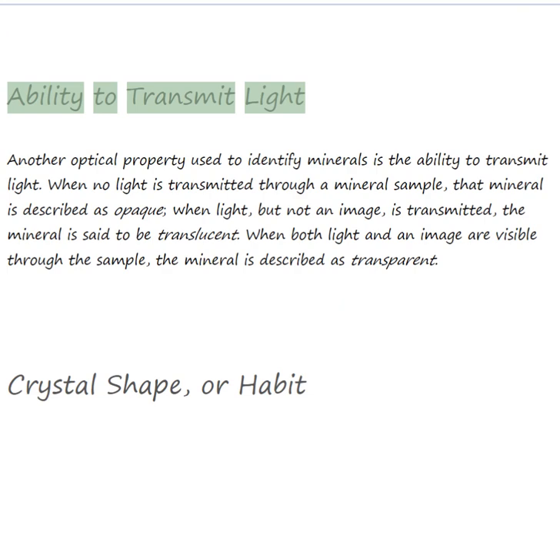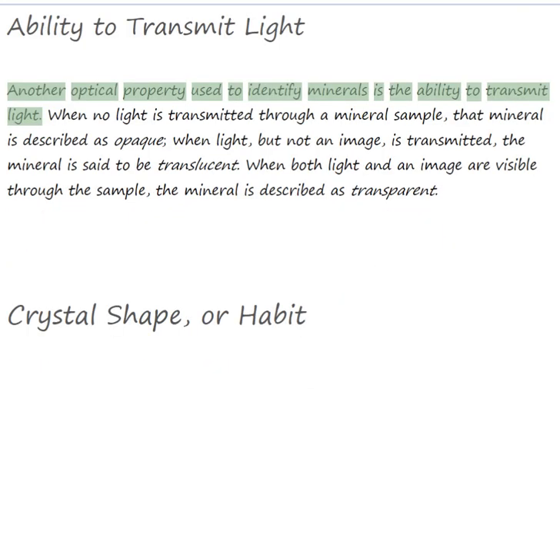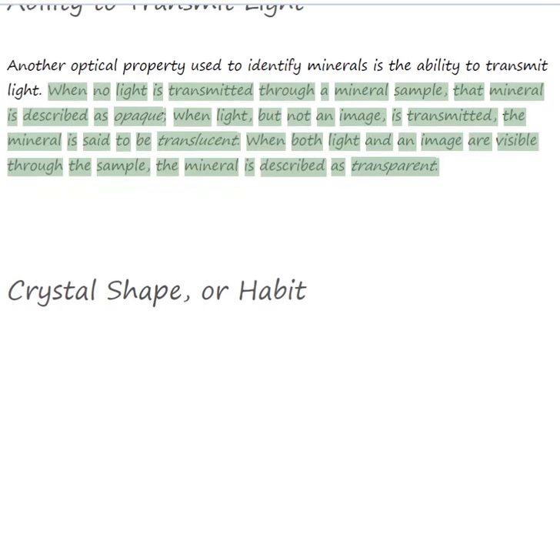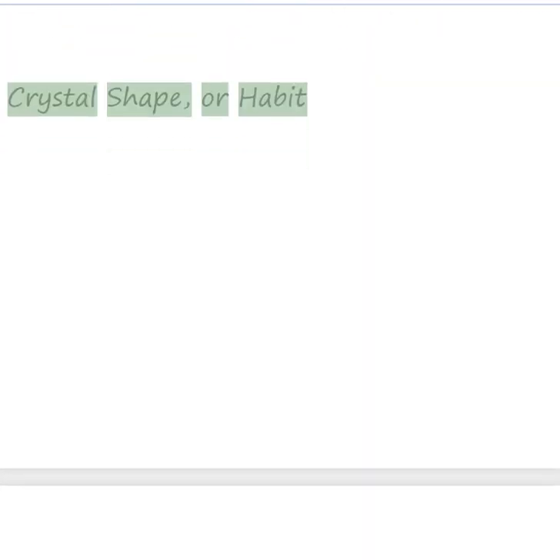Ability to transmit light. Another optical property used to identify minerals is the ability to transmit light. When no light is transmitted through a mineral sample, that mineral is described as opaque. When light, but not an image, is transmitted, the mineral is said to be translucent. When both light and an image are visible through the sample, the mineral is described as transparent. Crystal shape, or habit.